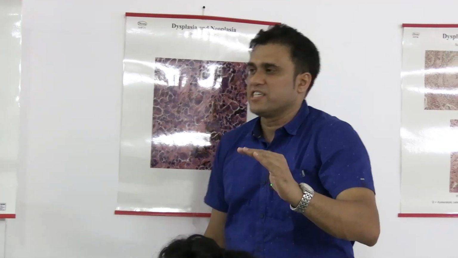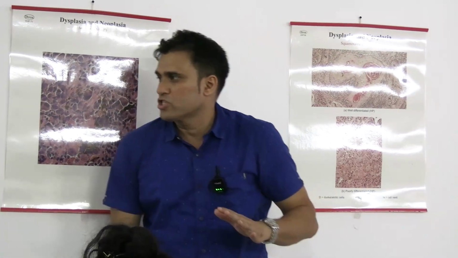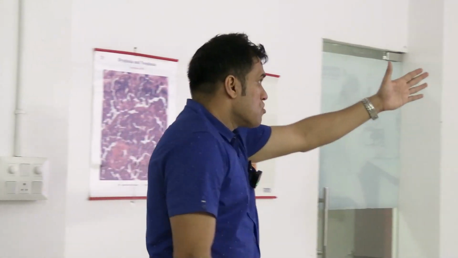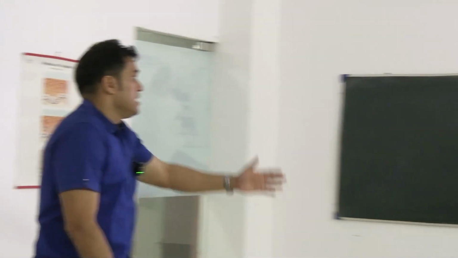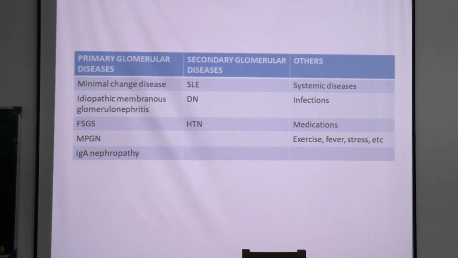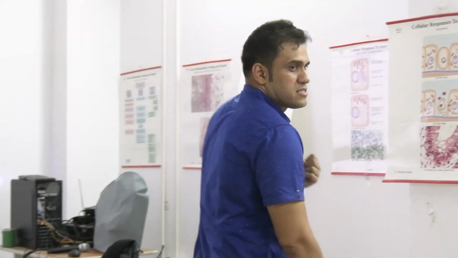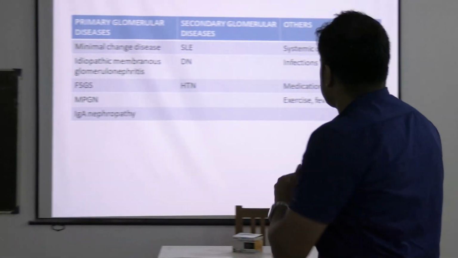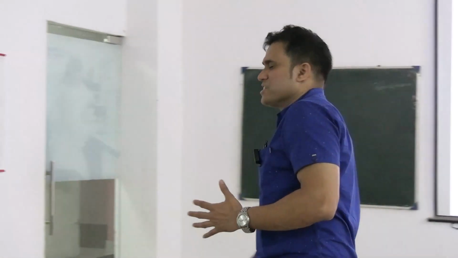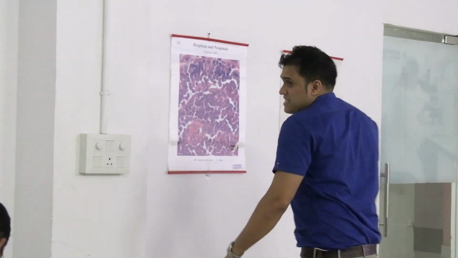Then comes secondary glomerular disease. Secondary means the primary pathology does not lie in the glomerulus. So, which diseases can give rise to this? SLE, systemic lupus erythematosus, DN, diabetic nephropathy, end stage kidney disease, HTN, hypertension. Then come others like systemic diseases, infections, various medications, heavy exercise, fever, stress, they can all give rise to glomerular proteinuria, okay.